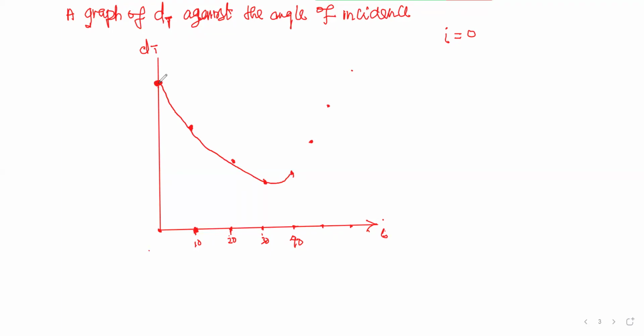Must actually give you a curve that decreases, gets to a minimum value, and begins to increase. This graph is very, very important under refraction of light in a triangular prism. So please take note of this.